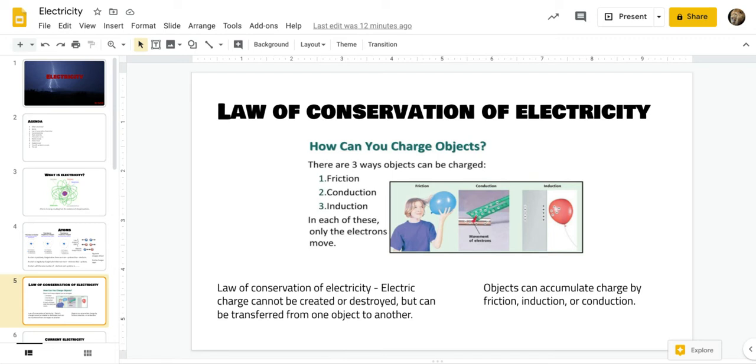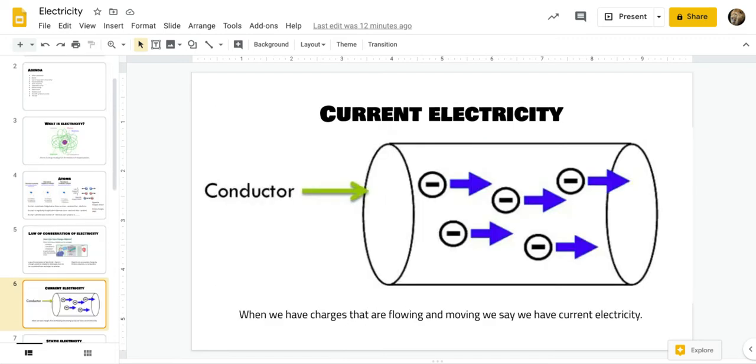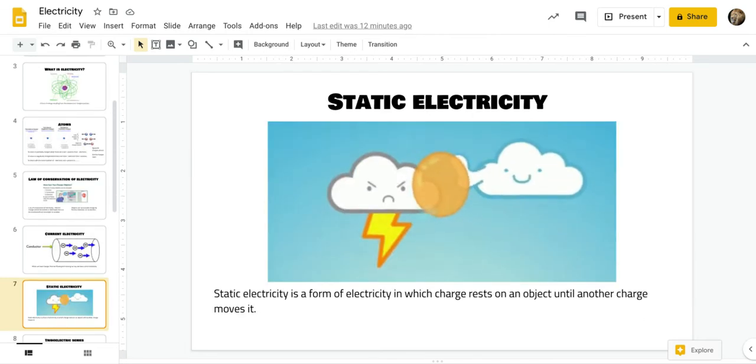So, when we talk about accumulate charge, we mean take or steal a charge from another object. By friction, you know what friction means, but induction is the movement of electrons. Induction is when something is neutral but still has a charge that can attract. Current electricity. When we have charges that are flowing and moving, we say we have current electricity.